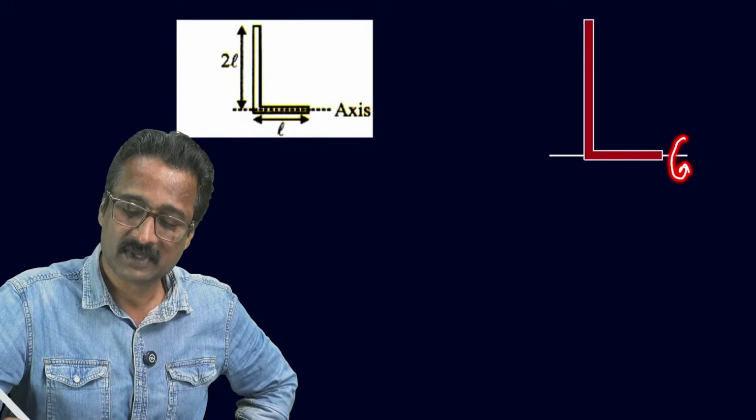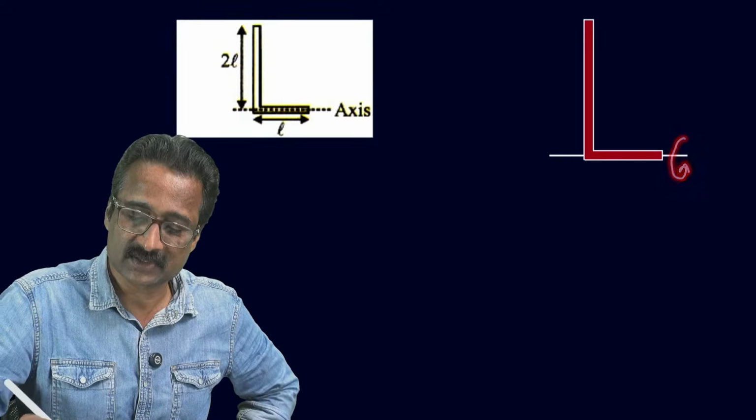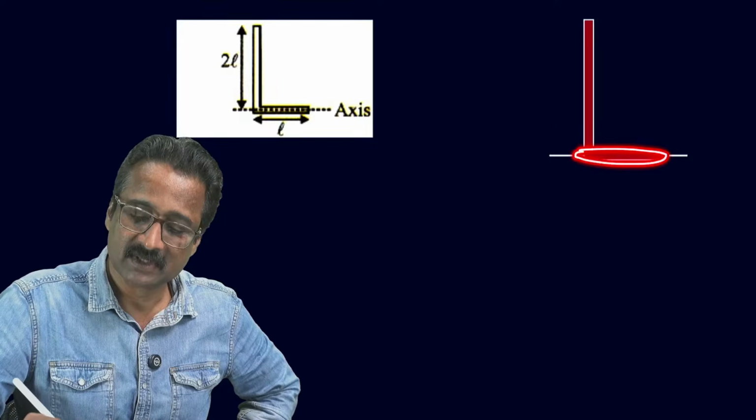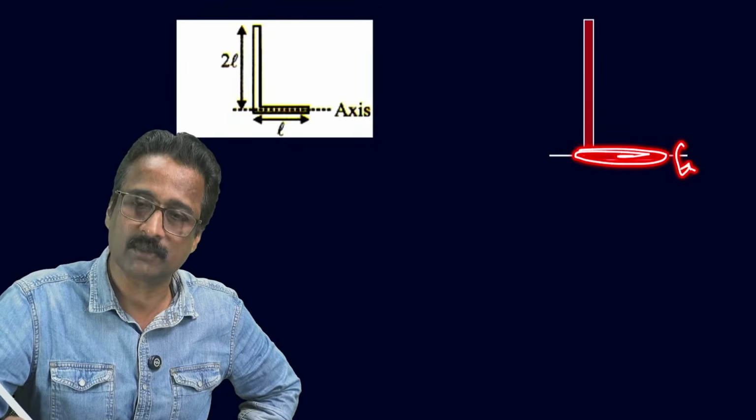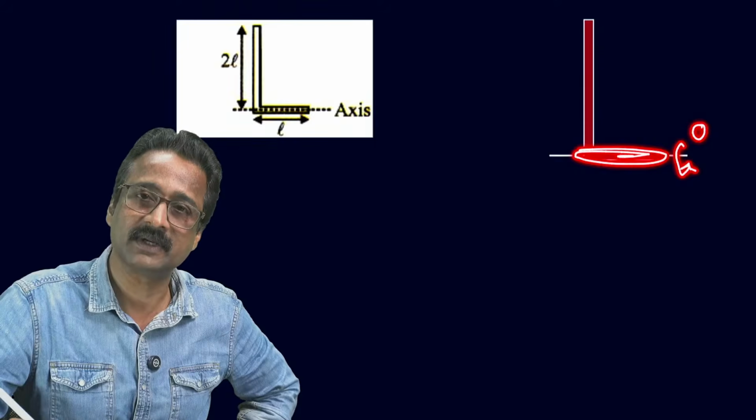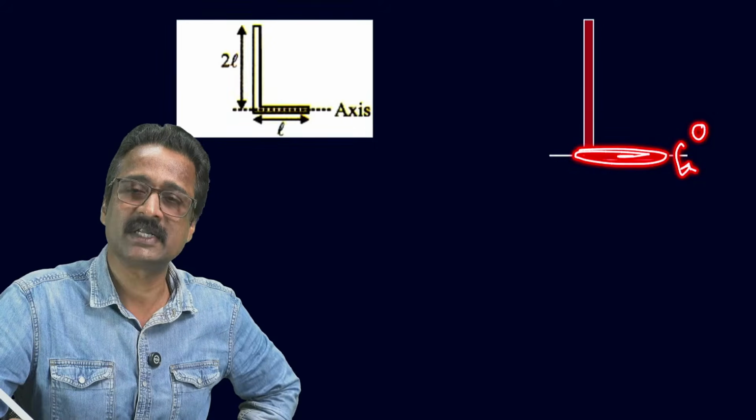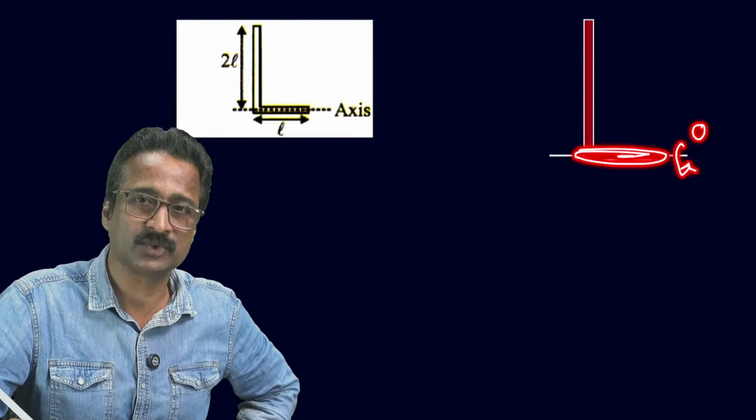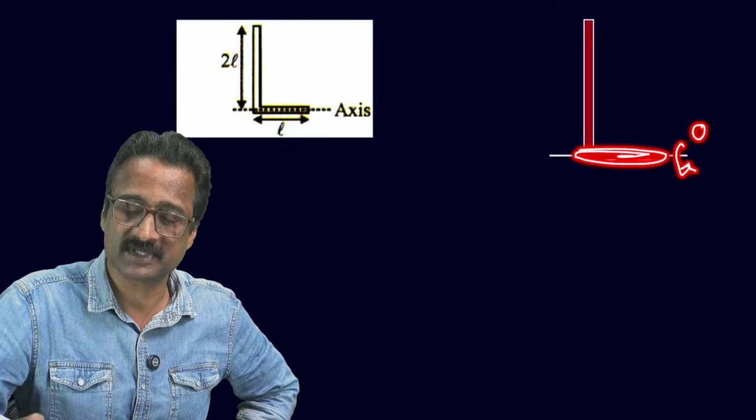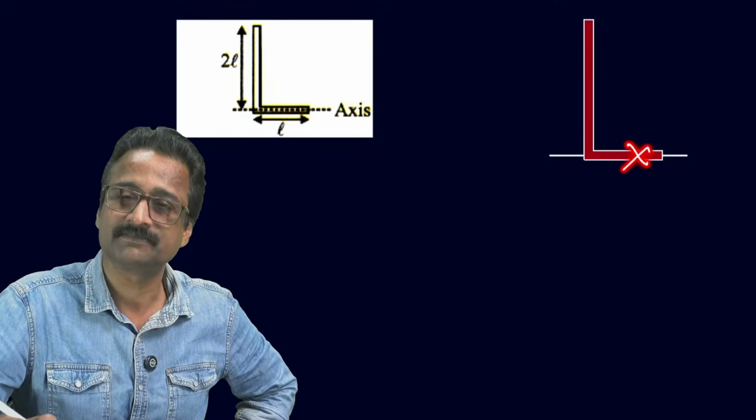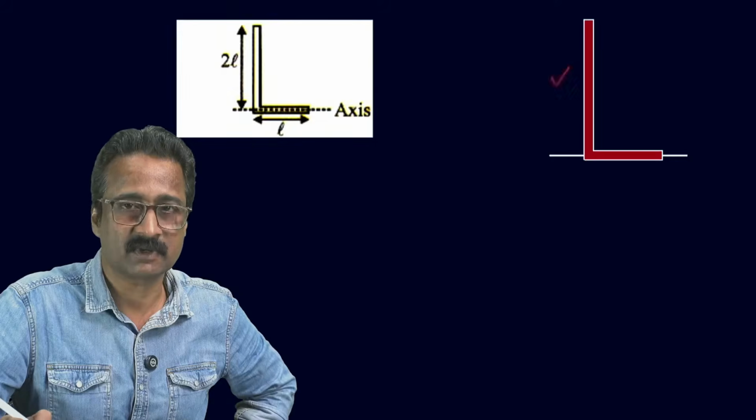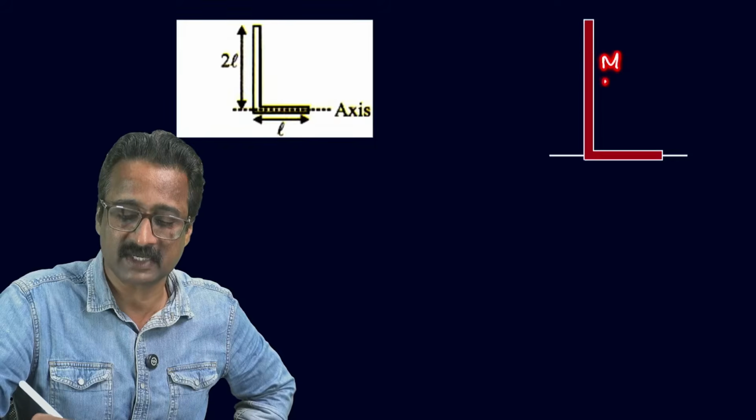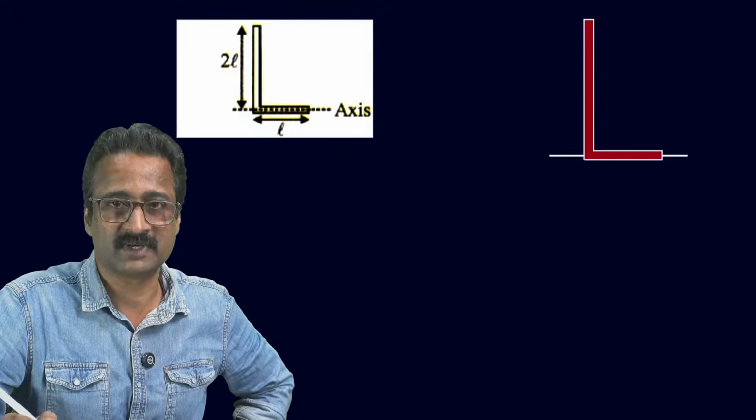First of all, when a rod is rotated in this way, look at this part of the rod. About this axis the moment of inertia is 0 because it's a thin rod. When it is rotating about its own axis, passing through the length, its moment of inertia is 0. But this part has a moment of inertia. This is mass and this is length, and that's a moment of inertia.